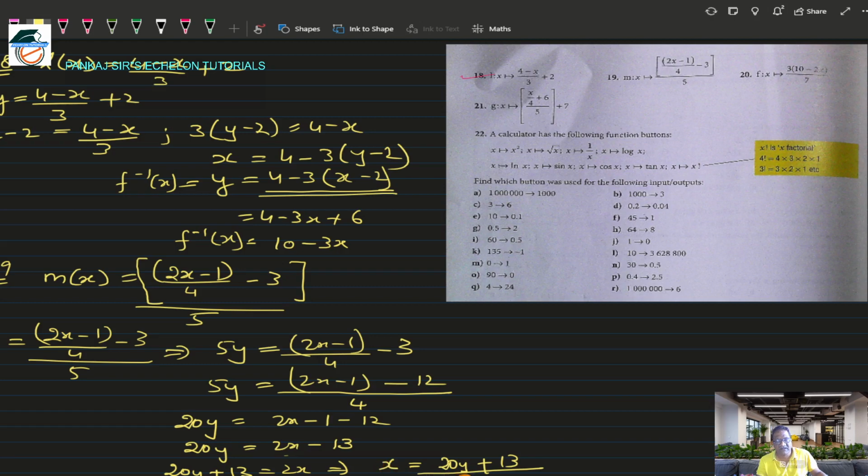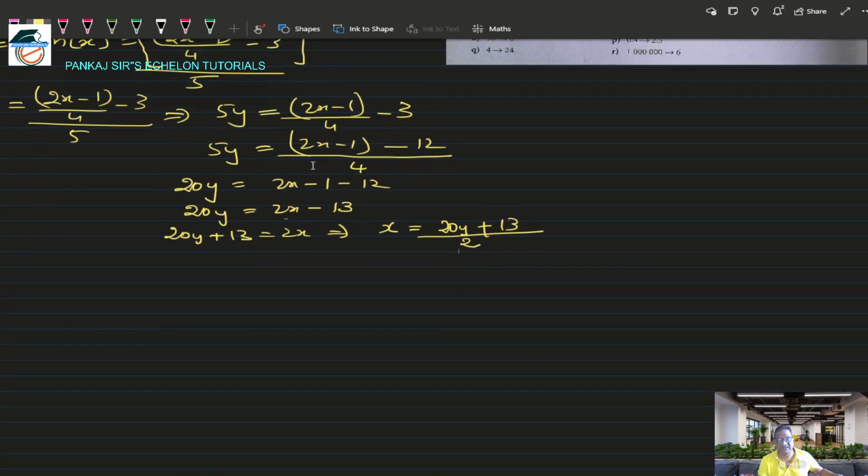Now once you have reached here, all you have to do is swap the x and y variables. So let us do that.